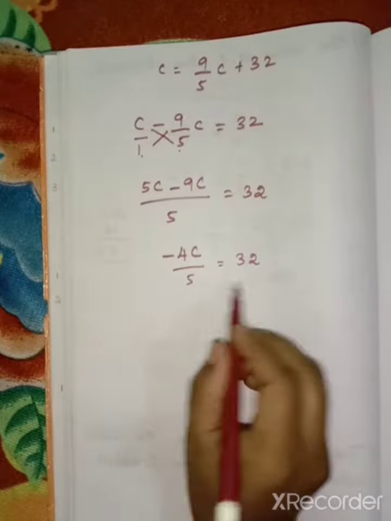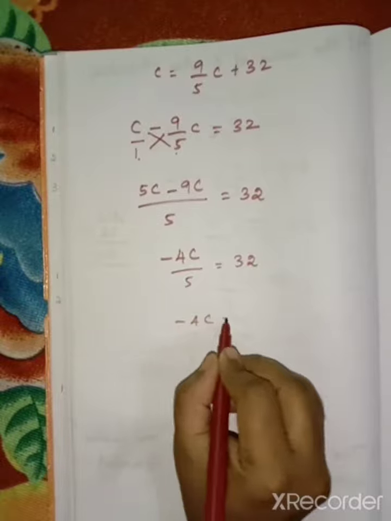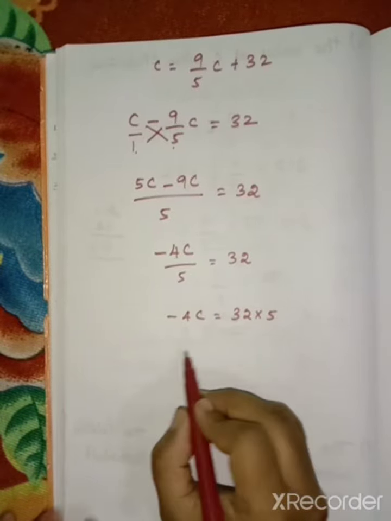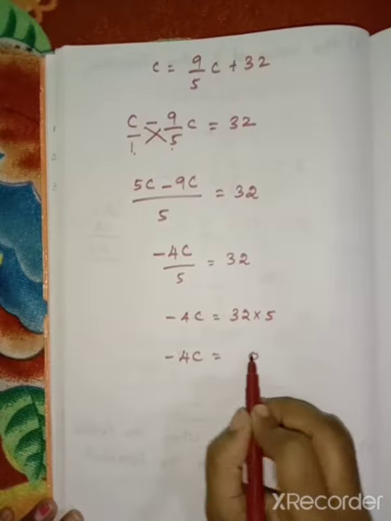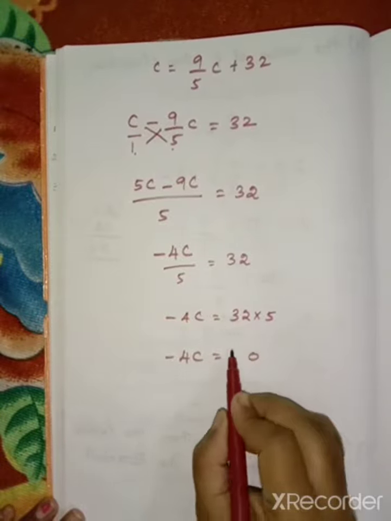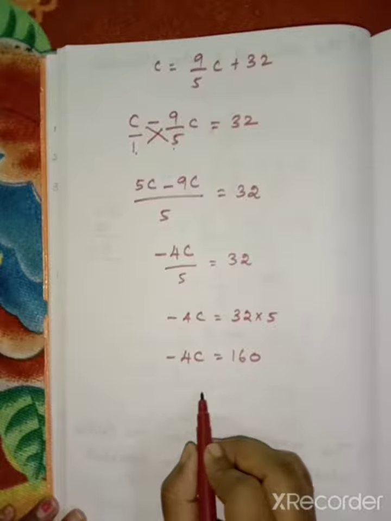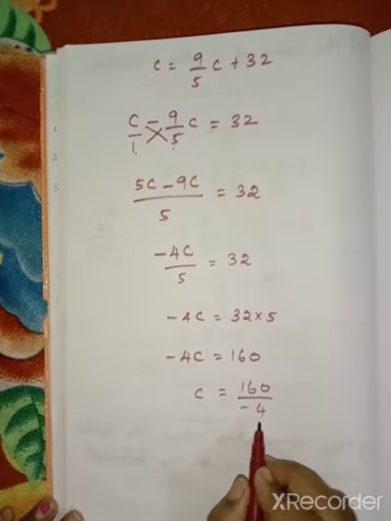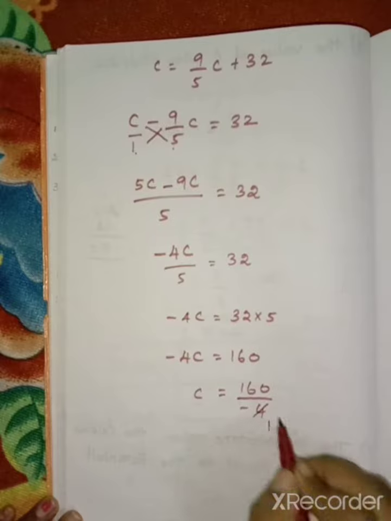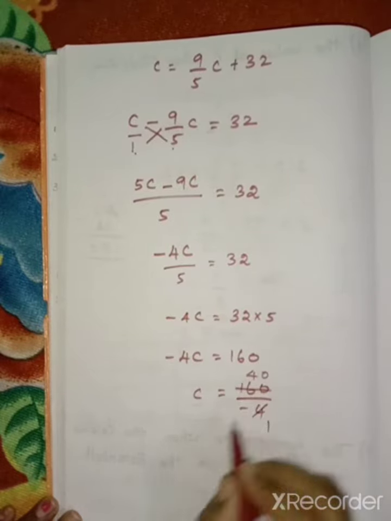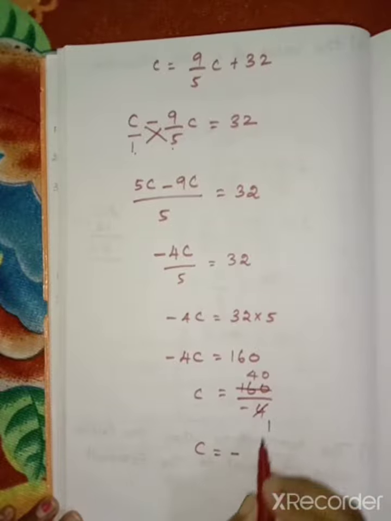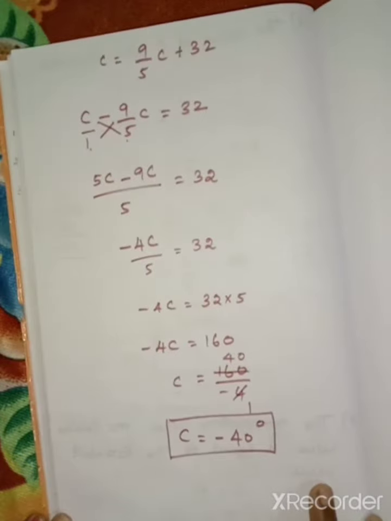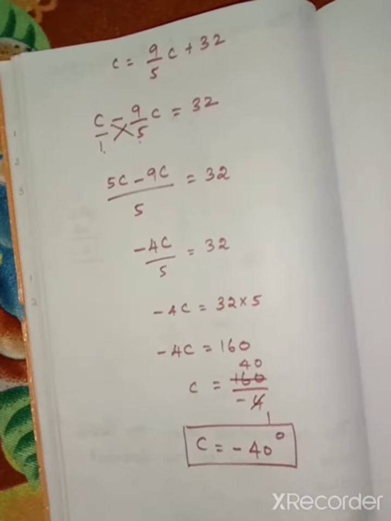So here 5 will go to that side. So minus 4c equal to 32 into 5. So we know the multiplication. Minus 4c equal to 5 2s are 10, balance 1, 5 3s are 15, 15 plus 1, 160. So now minus 4 comes down, so 160 divided by minus 4. Here we can cancel with the fourth table. 1 4 is 4, 4 4s are 16, 0. So plus into minus, minus 40 degree. So at minus 40 degree Celsius temperature, the Celsius value and Fahrenheit value are equal.